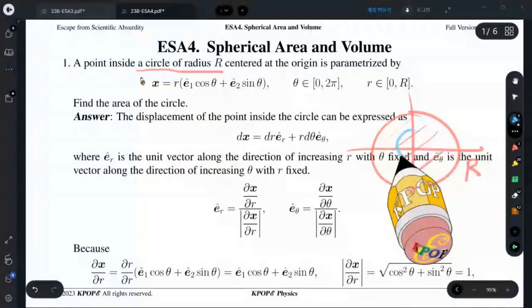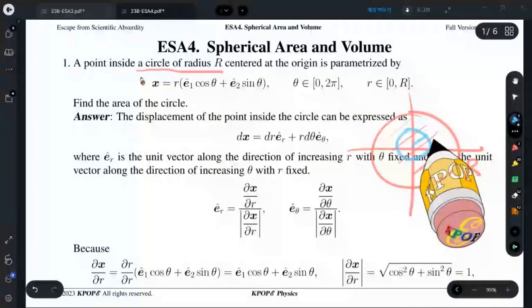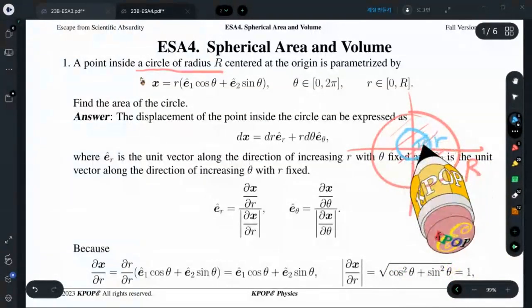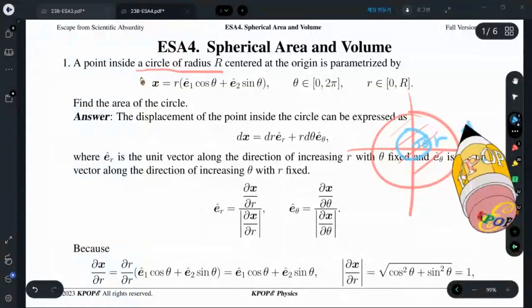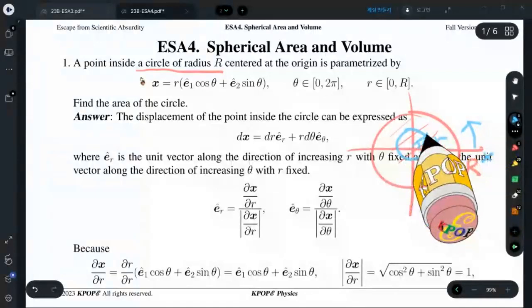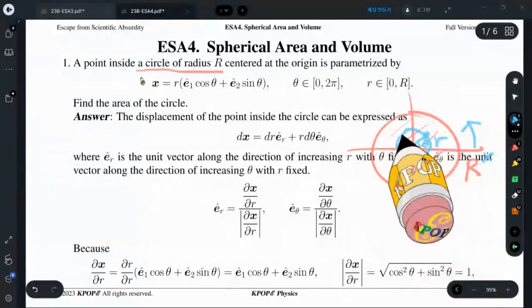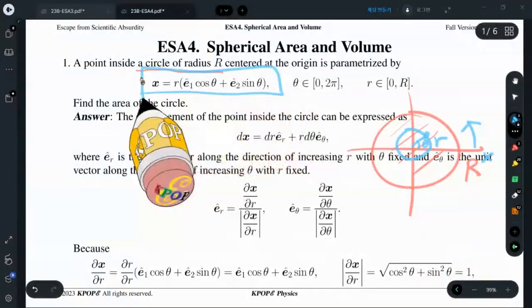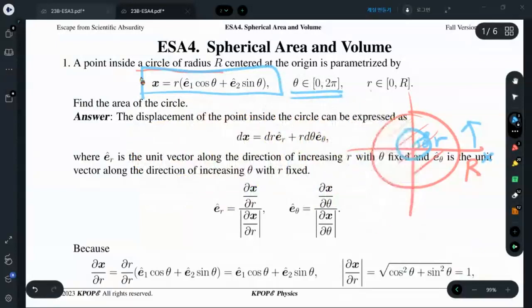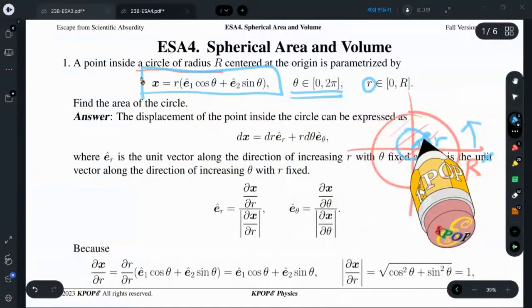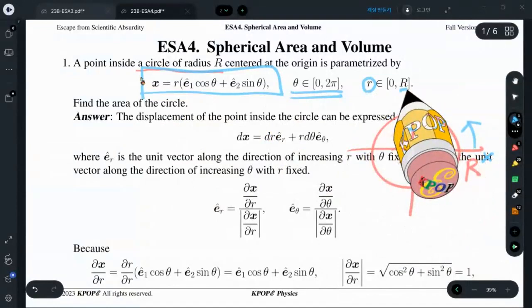Then we choose a small circle of a radius small r. And we have angle theta measured from the x-axis counterclockwise. So any point inside this circle is represented by this. And theta runs from 0 to 2 pi, and small r runs from 0 to capital R.